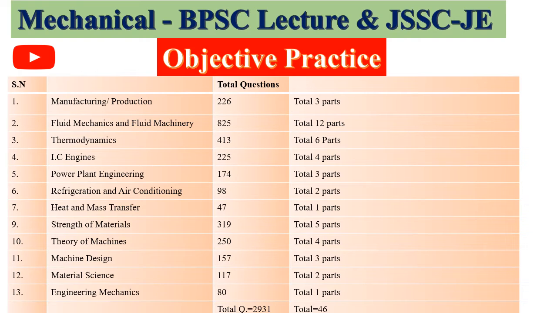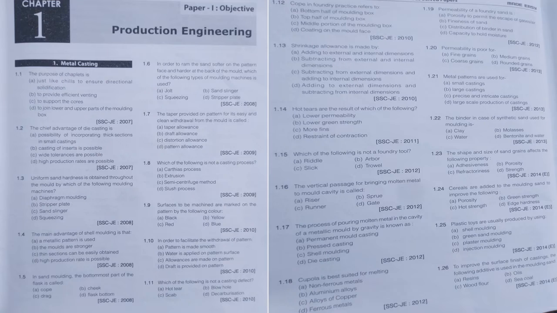In the manufacturing, the total is converted into 3 parts, where 12 parts in 6 parts, we have total 46 parts. First, we start production.